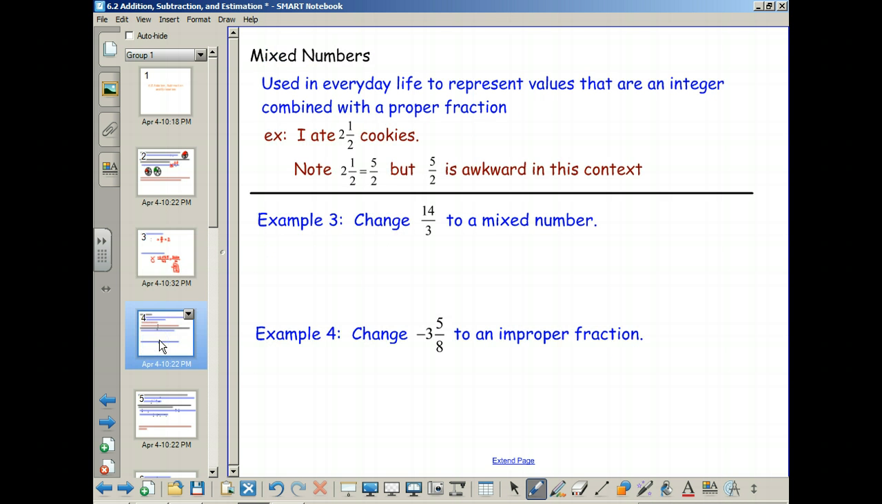Mixed numbers are used in everyday life to represent values that are not integers. So, for example, you hear things like, I ate 2.5 cookies. While 2.5 is actually equal to 5 halves, 5 halves would be an awkward way to say that. You wouldn't say, I ate 5 halves cookies.